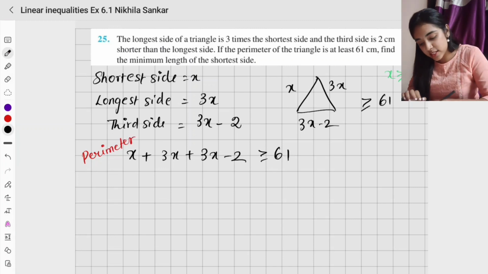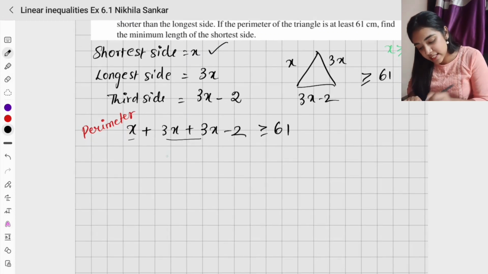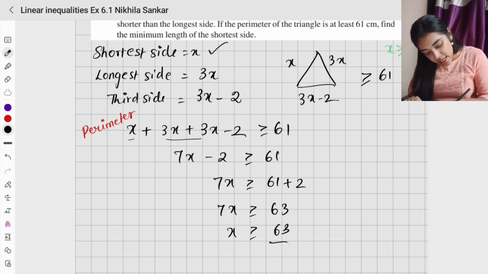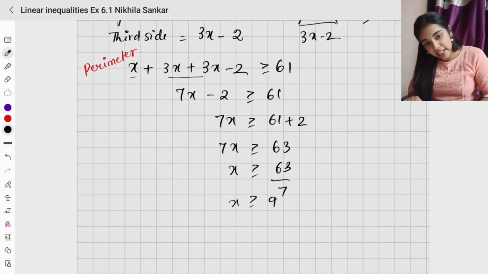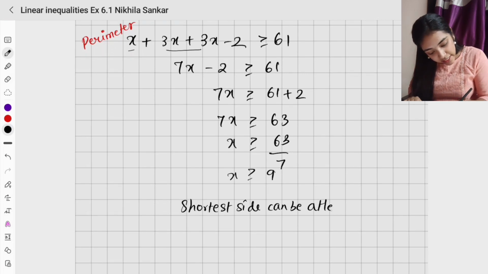Find the minimum length of the shortest side. They are asking for the shortest side, so what is the value of x. 3x plus 3x, 6x, plus x is 7x, minus 2 greater than or equal to 61. 7x greater than or equal to 61 plus 2. 7x greater than or equal to 63. 9 7s are 63, so x is greater than or equal to 63 divided by 7. x greater than or equal to 9. So the shortest side can be at least 9 centimeter.